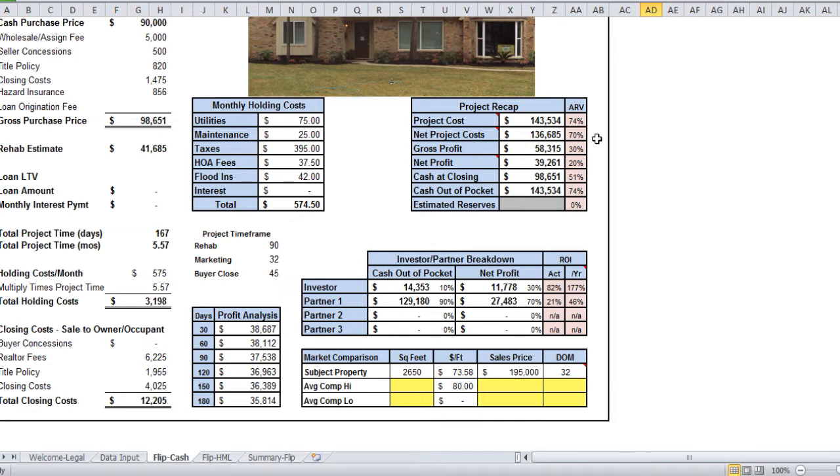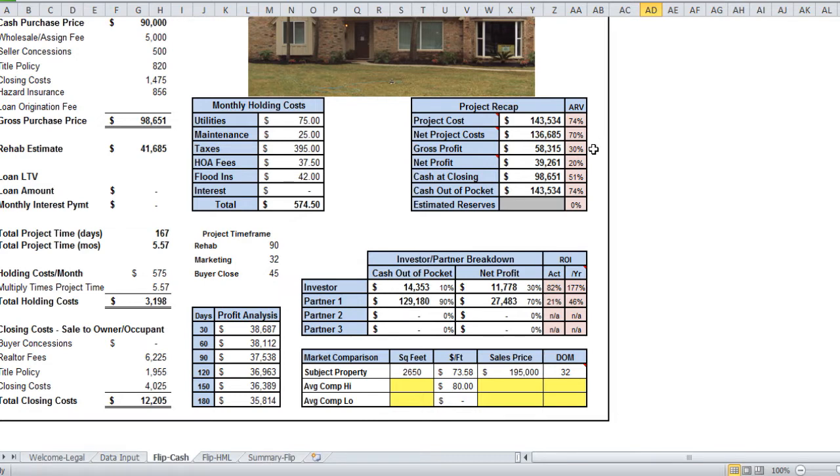Why do we have that? Well, we want to look at that ARV percentage. Remember we put 70% in there? We want to look at what is the project cost as compared to our target ARV. So if that number was higher than 70%, we might want to relook at the deal, relook at our rehab estimate, our purchase price, or whatever it is, but we know that we don't want the net project cost to be more than 70% in our evaluation. We actually want it to be lower, and the lower it is, the better it is for us.